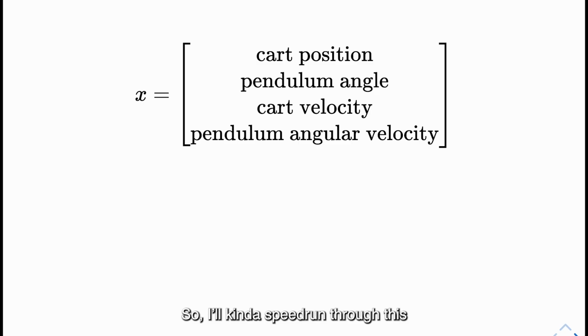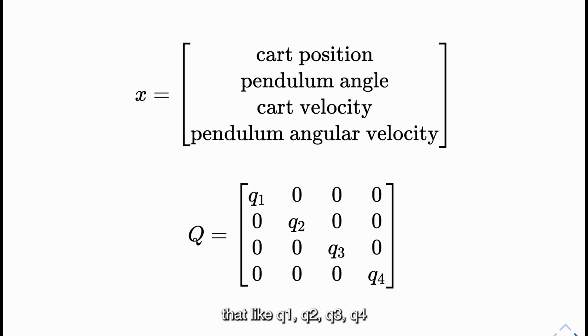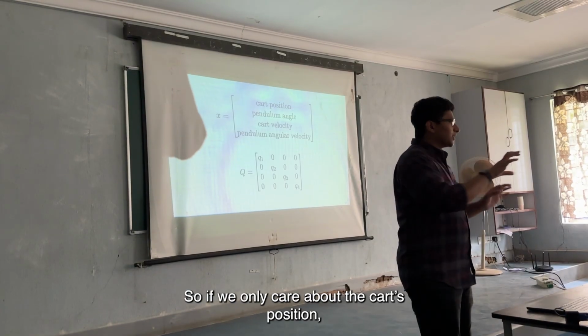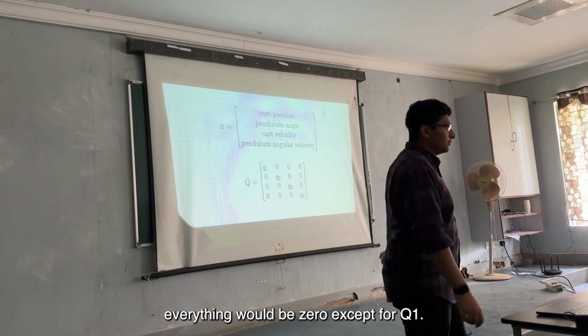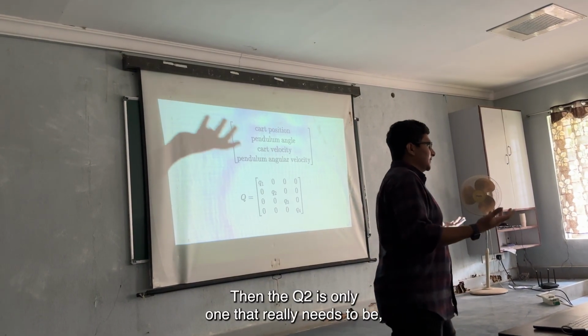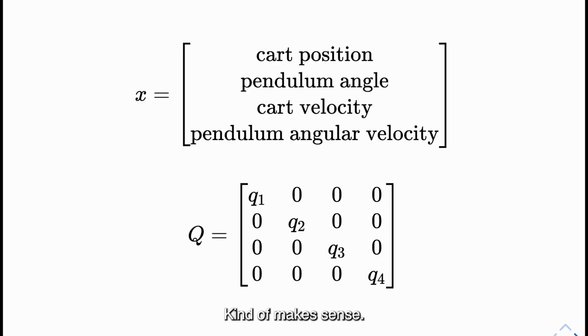So, I'll kind of speed run through this, but this is our state of the system, remember. Position, velocity, angle, angular velocity. We can also create this matrix, Q, which we'll call the cost matrix, where there's zeros everywhere except on the diagonal, like Q1, Q2, Q3, Q4. We think of this as the prioritization, the weight that we're giving to error in the corresponding state. So if we only care about the cart's position, everything will be 0 except for Q1. If we only care about the angle, which in our case is what we do, we only care about balancing, then Q2 is the only one that needs to be positive. Everything else can just be 0. Kind of makes sense?